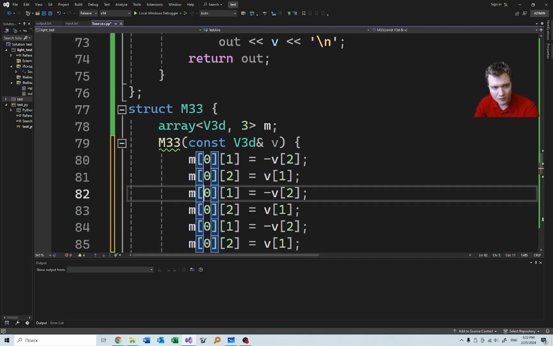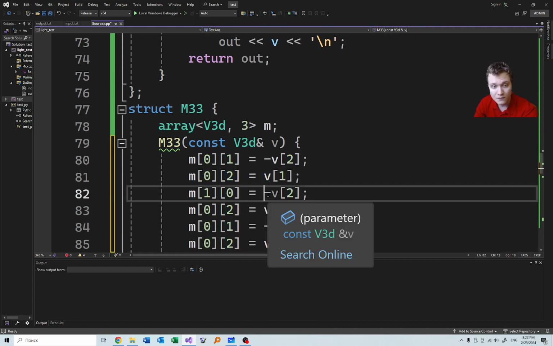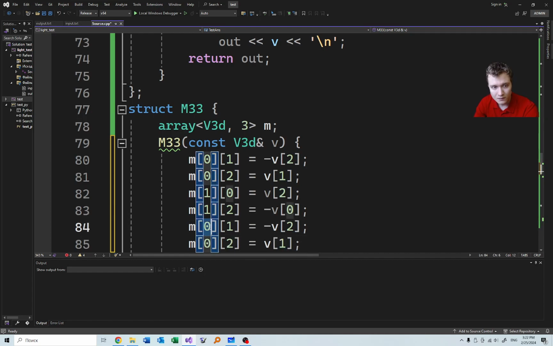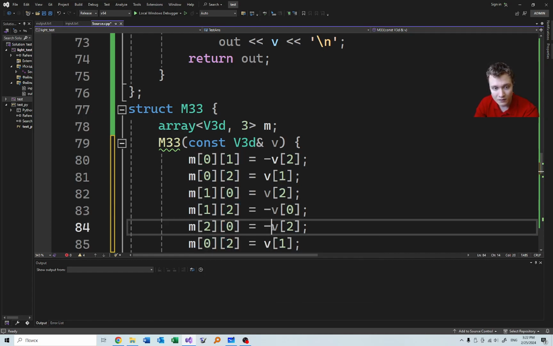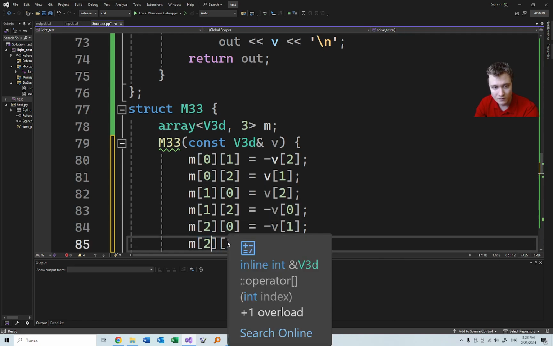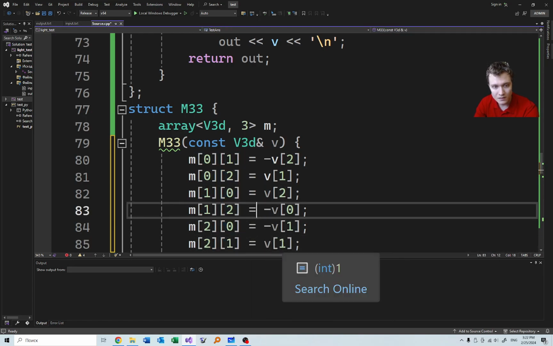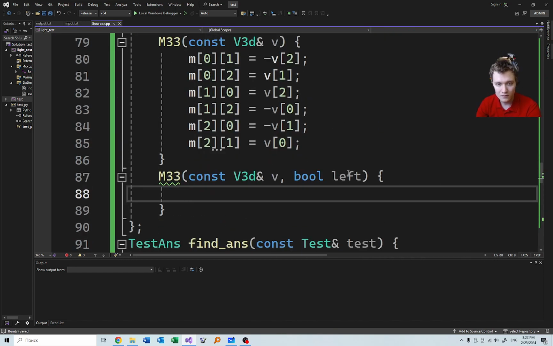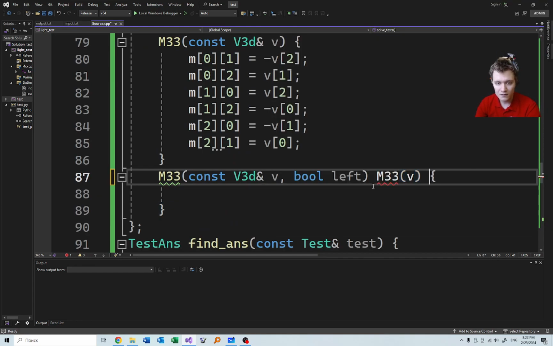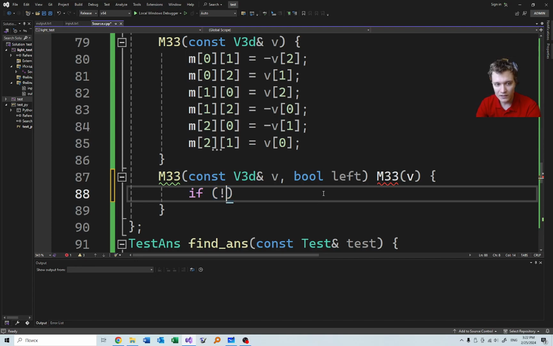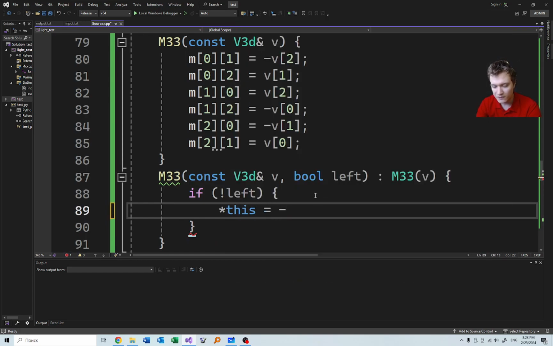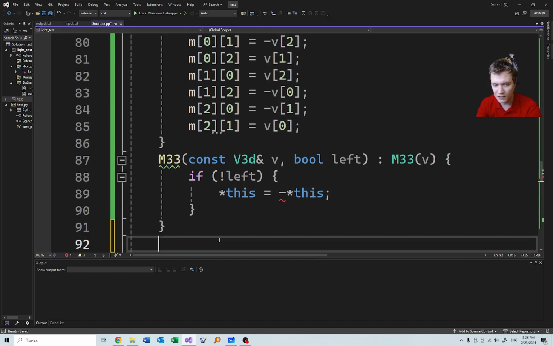Okay. 1,0 is V2. 1,2 is minus V0. 2,0 is minus V1. And 2,1 is V0. And here we need to say that M33 of V, but if not left, then everything should be negated. So this equals minus this. Let's also write the negation.